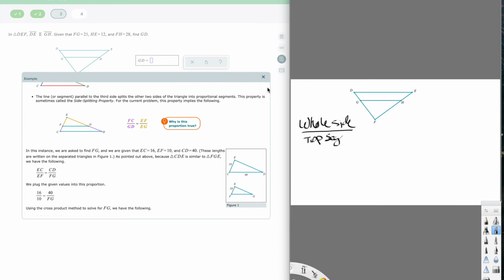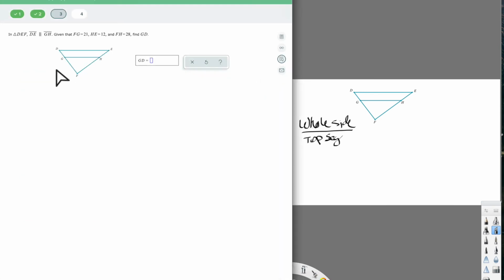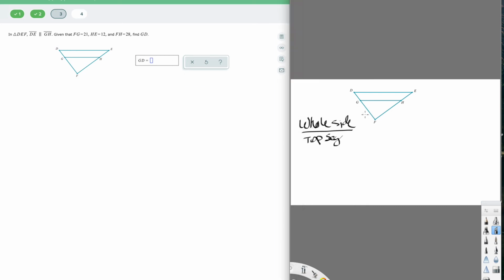So let's go ahead and take a look at this one. We know that the sides are parallel. DE is parallel to GH, and then FG is 21. HE, which is this one down here, is 12. FH is 28. And they want us to find GD, which is this piece here. So they want to know, what is that piece over there?